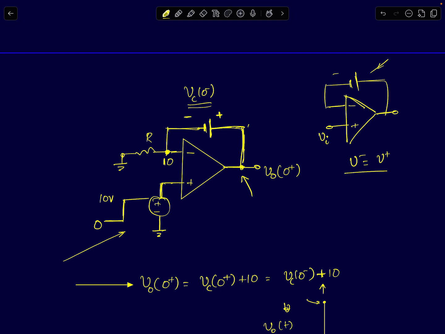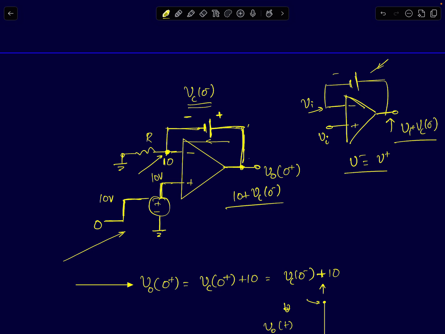So if V minus tracks V plus, this node voltage will come to Vi, and the output node voltage will simply be equal to Vi plus Vc of 0 minus. So that's what happens here. The instant your input signal becomes 10 volts, this node will also come to exactly 10 volts, and the output will come to 10 volts plus Vc0 minus. And the voltage across the capacitor is fixed. That stays put at Vc0 minus.